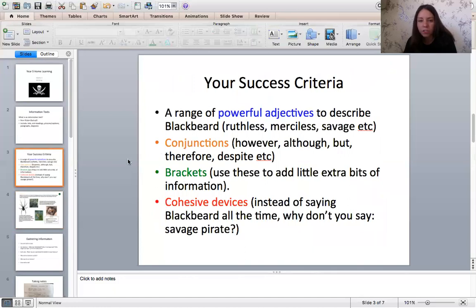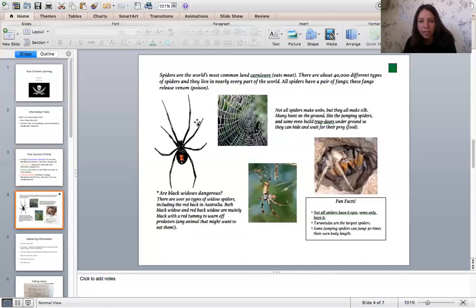Brackets, we said we had conjunctions. So let's have a look to see if they had any conjunctions. No, that's something that can be up-levelled as well. So we haven't got many conjunctions being used in this piece of writing, if any at all.